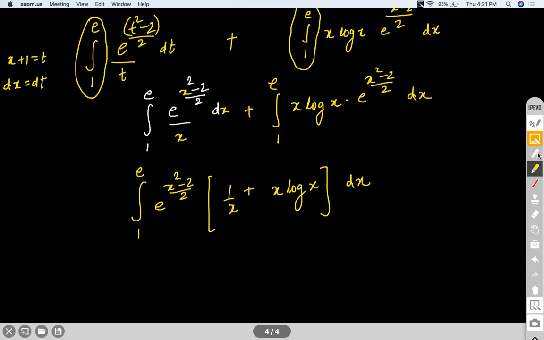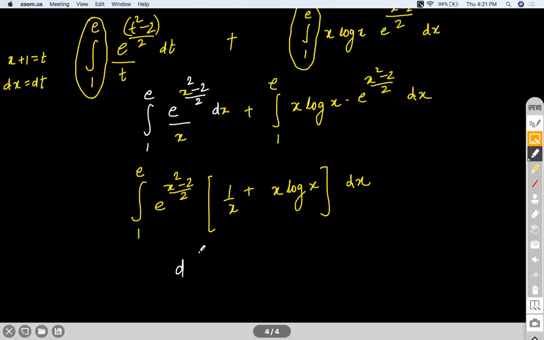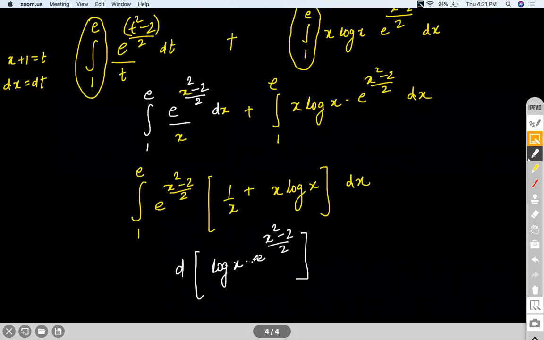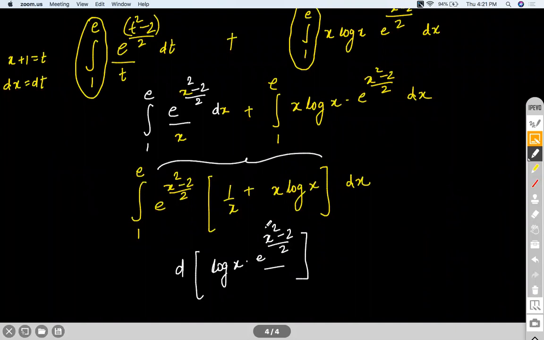Now, how do you evaluate this? If you look at this very carefully, you would realize that this is the exact differential of log x into e to the power (x square minus 2) by 2. If you differentiate this, you would realize you'll end up getting the integrand over here. Try it out. If you keep the exponential intact and differentiate log x, you get 1 by x. If you keep log x and differentiate the exponential, you'll get log x e to the power (x square minus 2) by 2 into 2x by 2, which is actually x. So this is an exact differential over here.